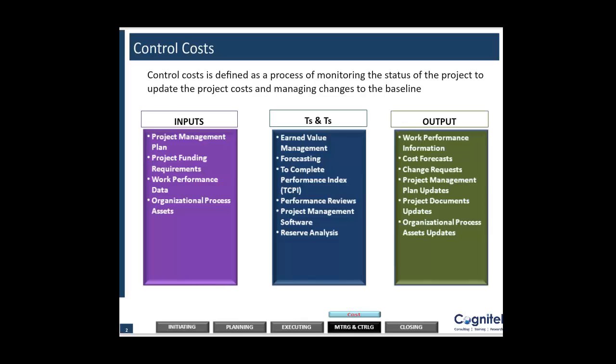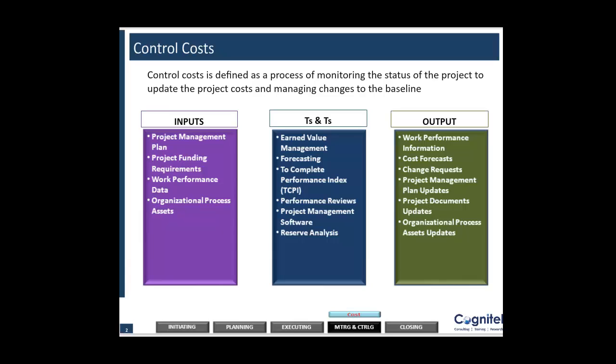In the process, every process in PMBOK has three things: inputs, outputs, and tools and techniques. Inputs are the key things for this process to be triggered. Output is the output of this process, and tools and techniques are what is required for this process to be completed.